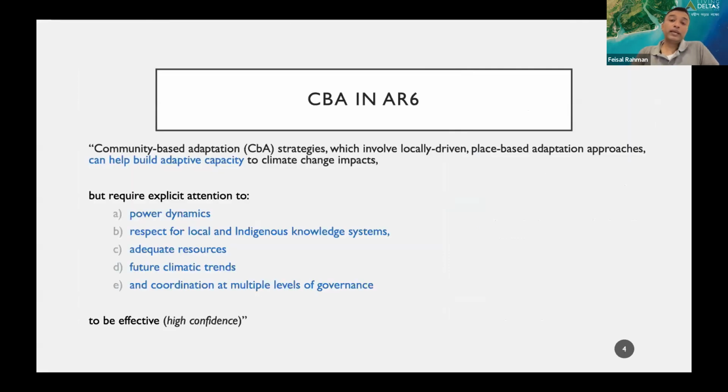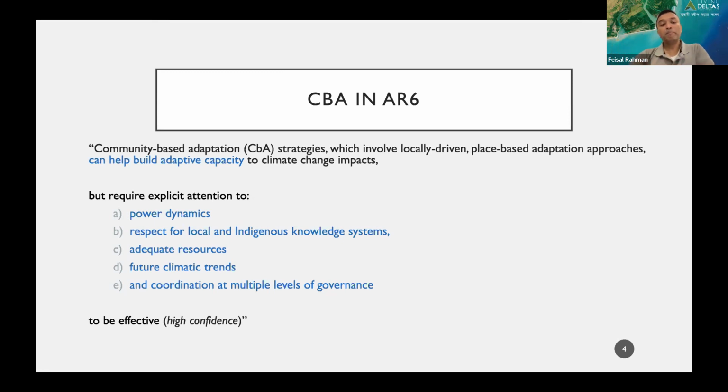So as many of us know, the IPCC AR6 is out now, and CBA has also been incorporated in Chapter 5 and many other areas. So it does have a place in the AR6 report. I picked up a summary sentence from there, which says that community-based adaptations are strategies which involve locally driven and place-based adaptation approaches. What is important to note here is that they recognize with high confidence that CBA can help build adaptive capacity to climate change. However, it requires explicit attention to power dynamics, respect for local and indigenous knowledge systems, and communities need to have access to adequate resources and future climatic trends, and there should also be coordination at multiple levels of governance for CBA to be effective.